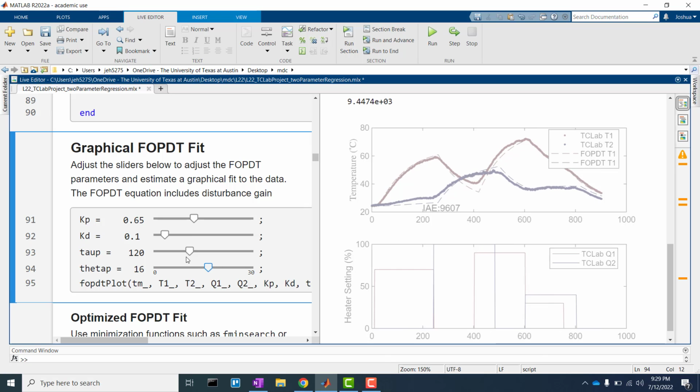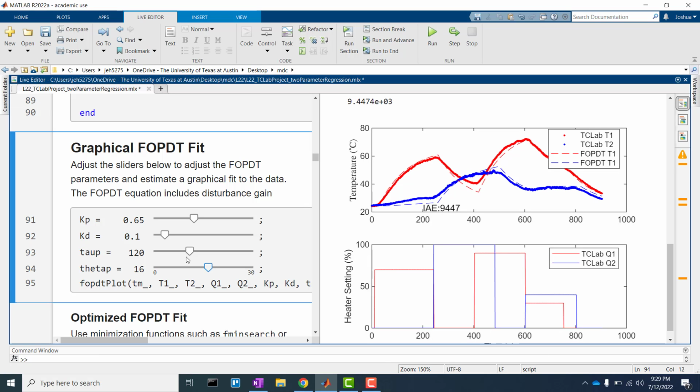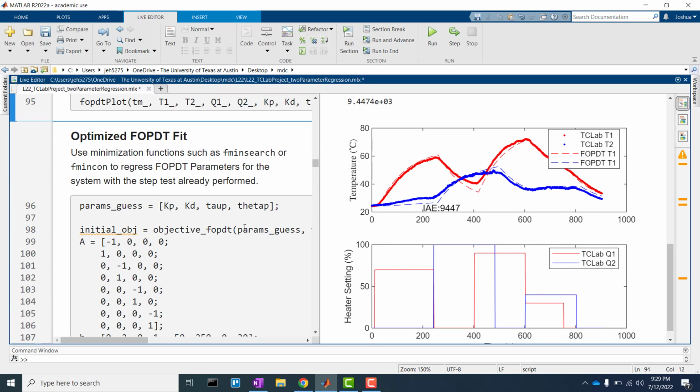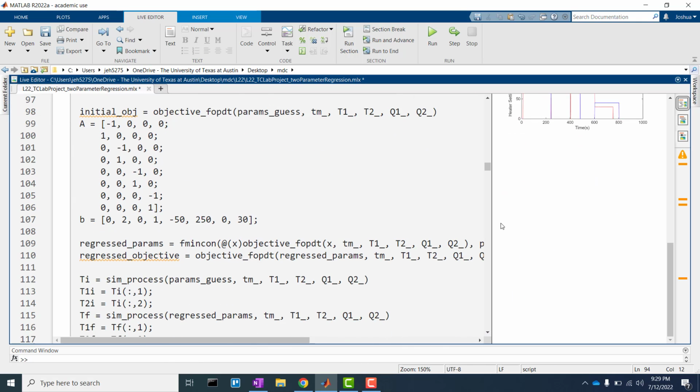It's trial and error, but we're seeing physically how these different parameters affect the system, which is really just the goal of this exercise: to build up some intuition about how these parameters affect the system. Next, we're going to optimize our FOPDT.